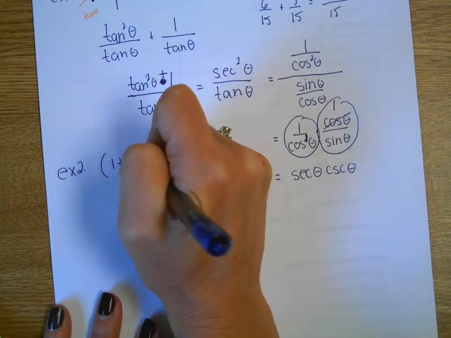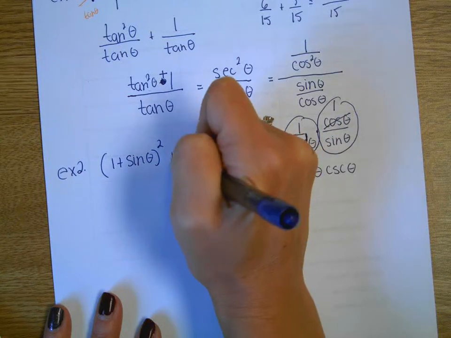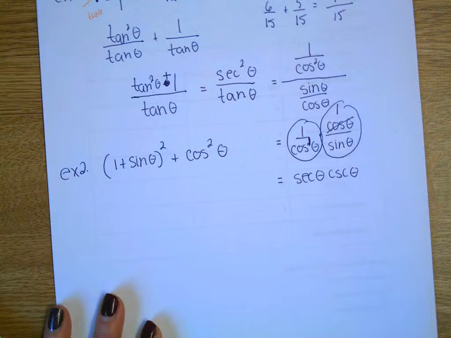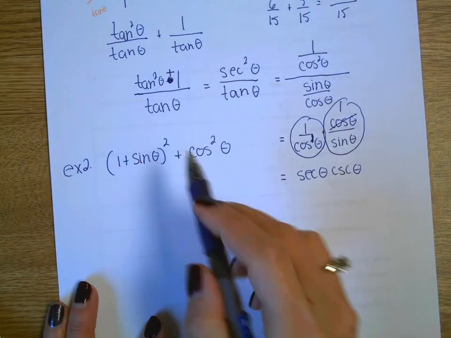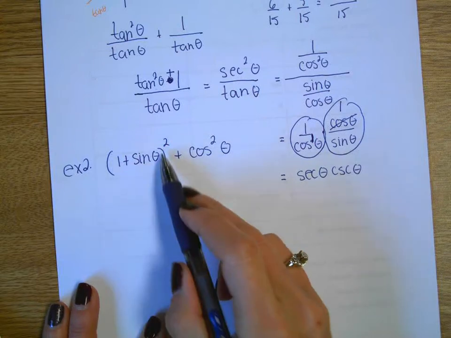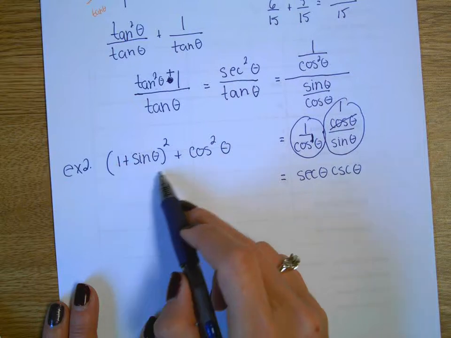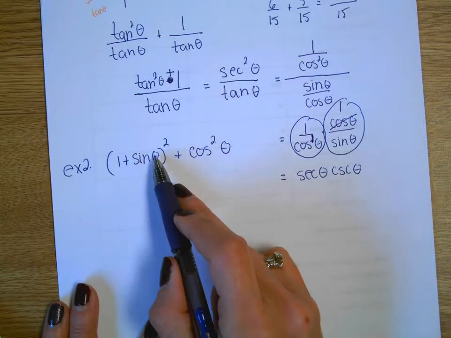1 plus sine squared plus cosine squared. Okay, perform the operation first. That means square this quantity and add cosine squared to it. How do I square a binomial? You do not distribute in, that's not legal.